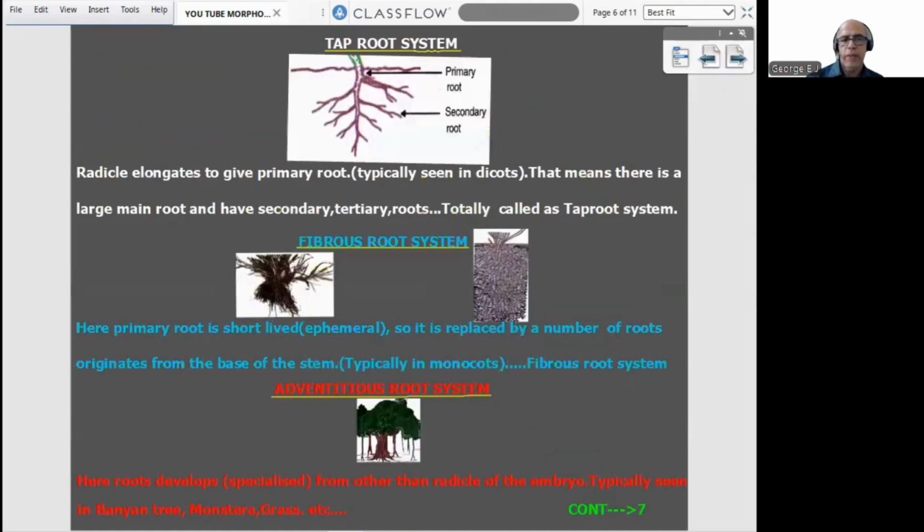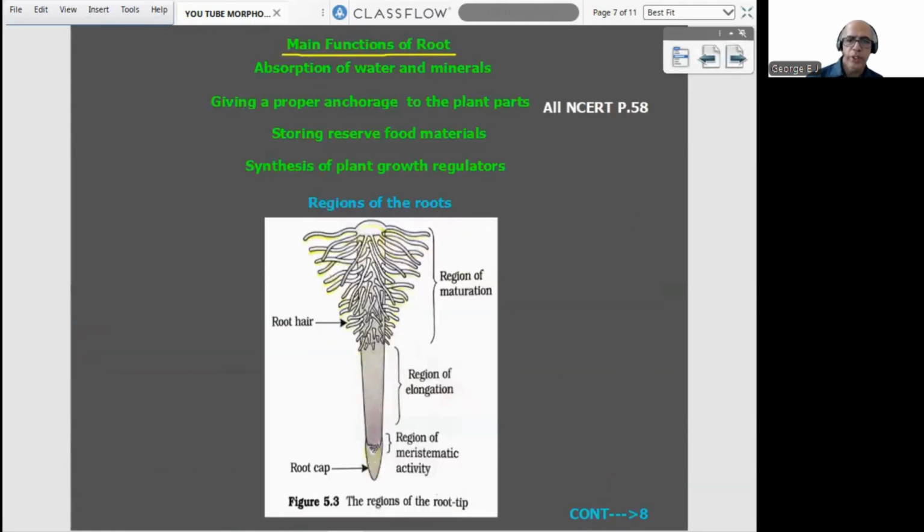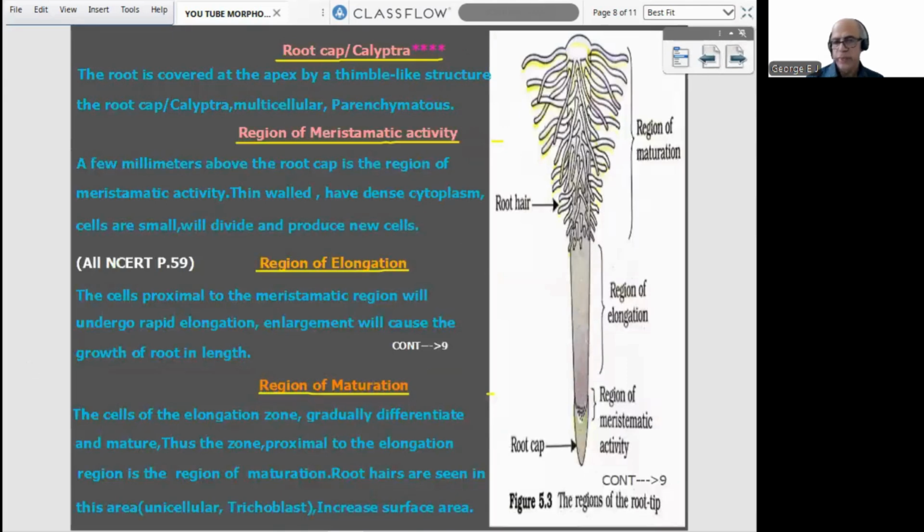Now, what are the features of taproot, fibrous root, and adventitious root? After that, a famous area, the main functions of a root system. Besides the main function, some more functions that we'll be observing last. And this is the important diagram, the regions of a typical root, an NCERT theory question, NEET model question, labeling question, and for each part, what is its function, what is its name, like root cap or calyptra, the region of meristematic activity, region of elongation, and region of maturation, where we can find unicellular root hairs. Root hair forming cells are called trichoblasts. Then different types of root tip.